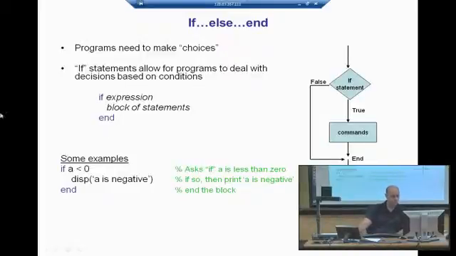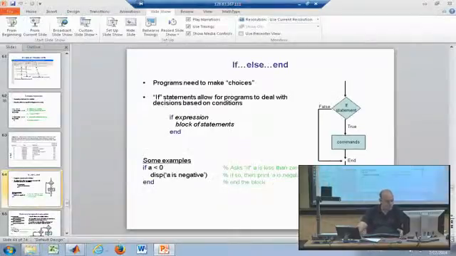So computer programs are only good if they're allowed to make choices based on what something is. And the way we think of this is that we say, if something is true, do this block of statements. And if it's not true, then don't do it at all. Just skip that. So here's a simple example. I can say, if A is less than 0, display A is negative.